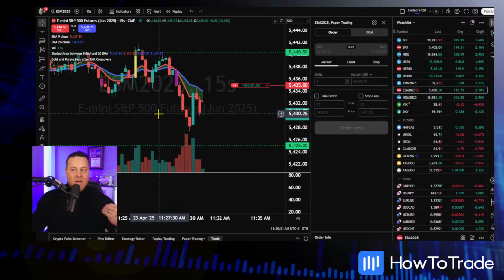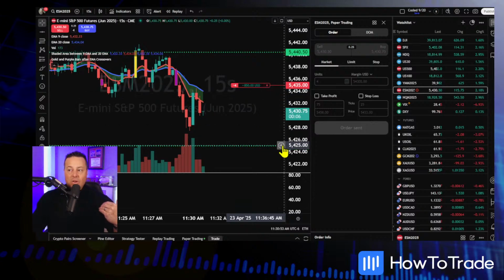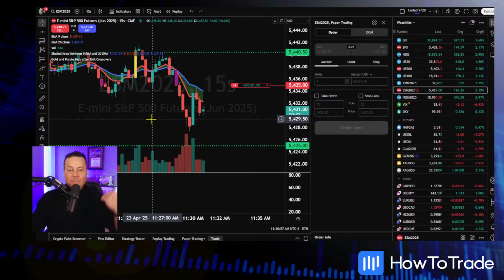55%, you're a winner. But with this 1-to-2, we're looking to make 10 points here, risking 5 points or 5.5 points, whatever. That means if we hit a 1-to-2 risk versus reward ratio, we've only got to be successful somewhere down around 30%, 35%. If you're trading a 15-second chart, you're going to be making dozens and dozens of trades a day. So that's something that you have to consider. Is this viable for me over the long run?